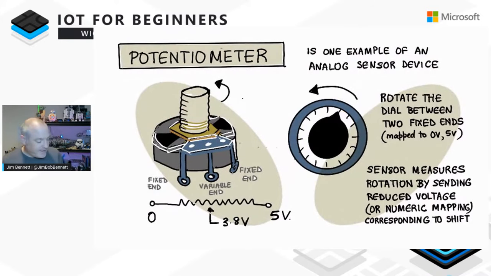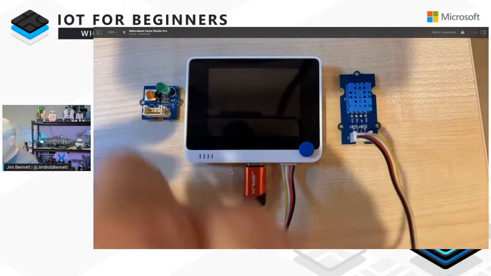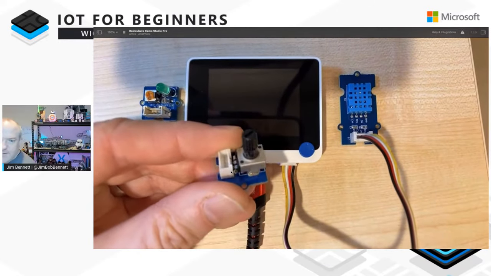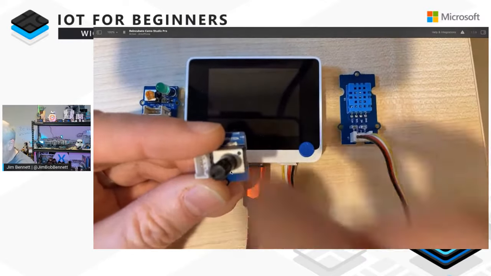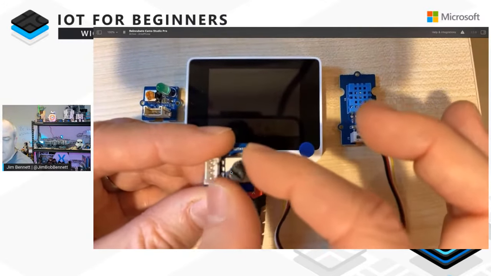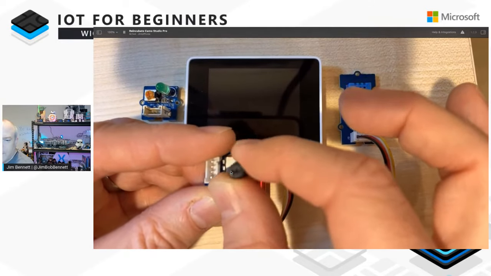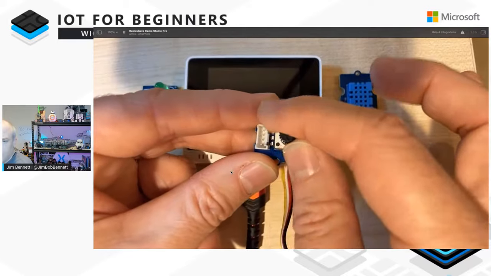One example is a potentiometer. It's a classic example of an analog sensor. Let me just show you one. This is a potentiometer here. This is a Grove one, it's got the Grove socket, and it's got a black knob on here that I can rotate. I can go from one position and rotate it, not all the way around, maybe three-quarters of the way around, to different levels.